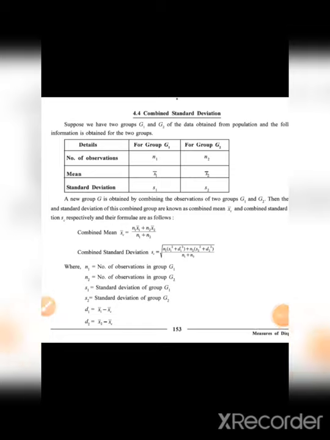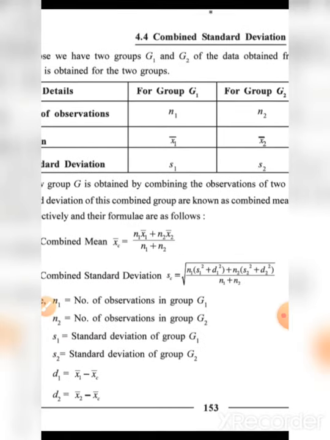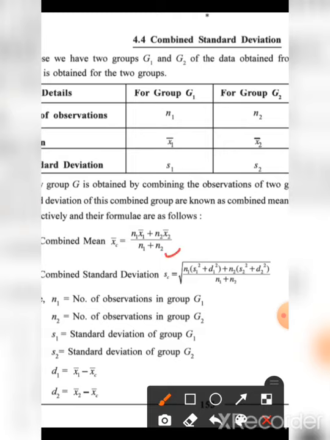Here, children, we shall study the combined standard deviation. Now, first of all, we will take one condition that suppose there are two groups, group 1 and group 2. Then what could be the formula for combined standard deviation? Your combined standard deviation is denoted by sigma c, and your formula is the square root of n1 into bracket s1 square plus d1 square bracket, plus n2 into bracket s2 square plus d2 square, whole upon n1 plus n2.